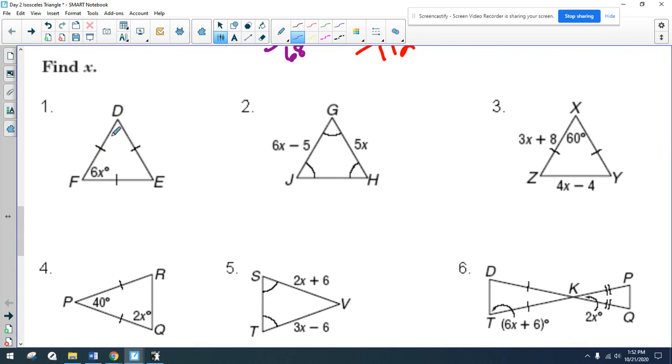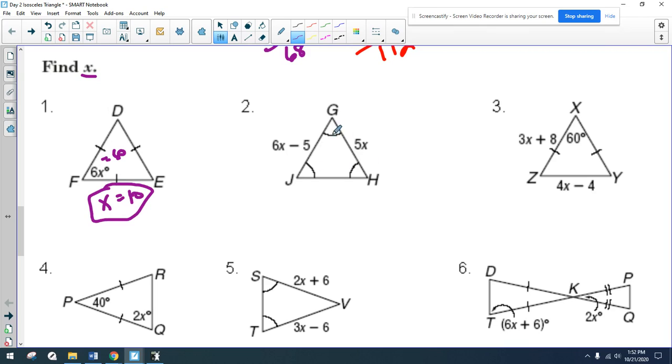So this one up here, 3 equal sides means 3 equal angles. So you can either make them all 6x and add them to equal 180, or we also said if they're all equal, each one equals 60. So if I do that and divide by 6, x is 10. That's all they want in the directions, so I'm good to go.